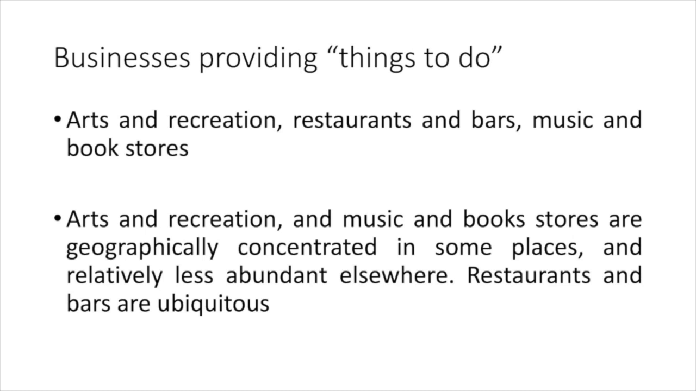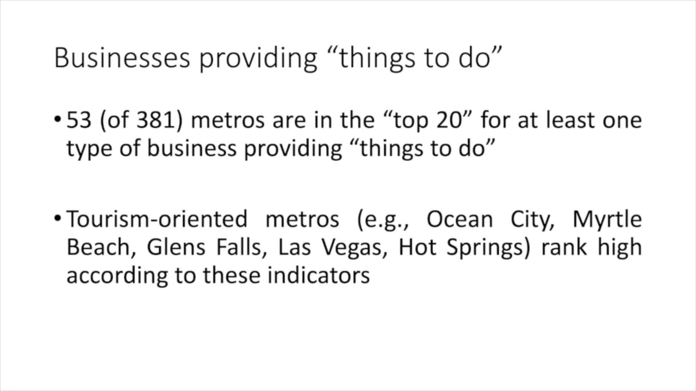In other words, some regions had relatively higher location quotients in these industries, while other places had location quotients of close to zero. You might recall that location quotients are a measure of the extent to which a region has a specialization in a given sector of the economy. And when I looked at regions at the top of the list for businesses that provide something to do, I found that 53 of the 381 metropolitan areas studied are in the top 20 for at least one of the three categories of arts and recreation, restaurants and bars, and music and bookstores.